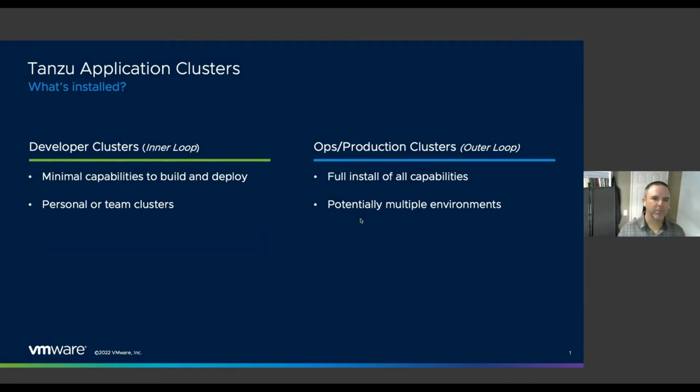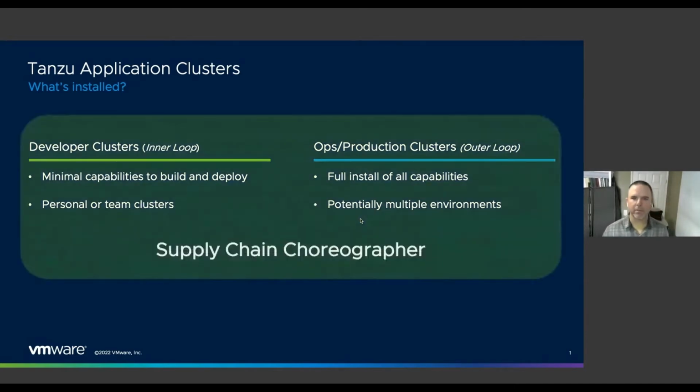And the outer loop are your clusters that are used on the path to production. These can also run locally, most likely not locally, but on the cloud or in one of your local vSphere environments. And the capability to enable each cluster to utilize the same paved path of the supply chain is what we call the supply chain choreographer. This will be installed on each cluster to utilize the same path to production.